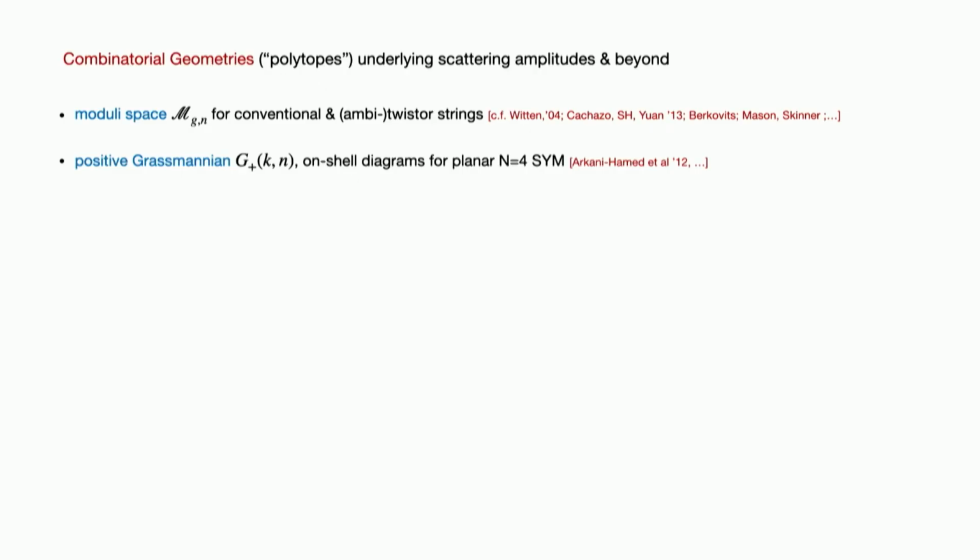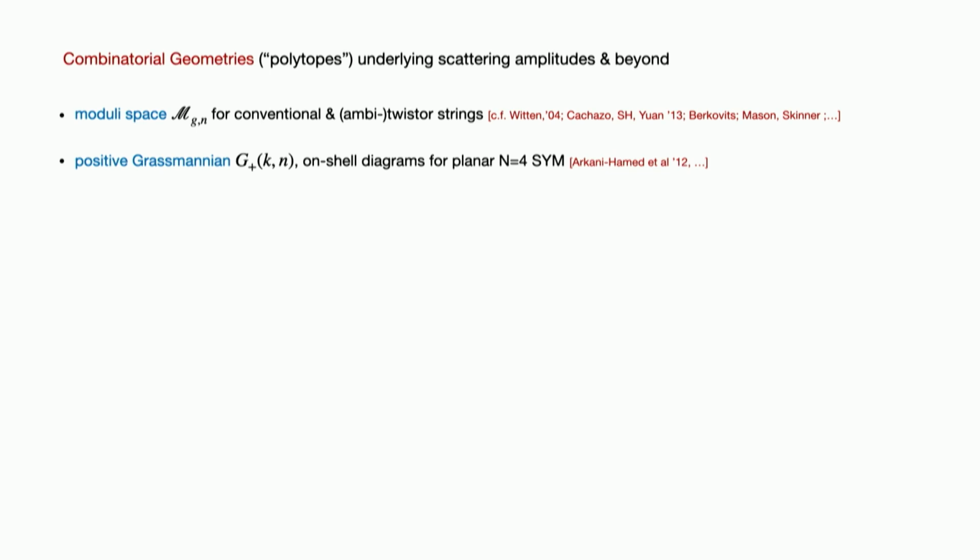And the most famous one actually goes back to the moduli space of n-punctured Riemann surfaces of genus g, which of course is crucial for both the conventional string and also the twistor and ambitwistor strings. So I'd like to point out that why the string and the twistor string amplitudes give us correct factorization and so on crucially depends on this combinatorial structure of the moduli space.